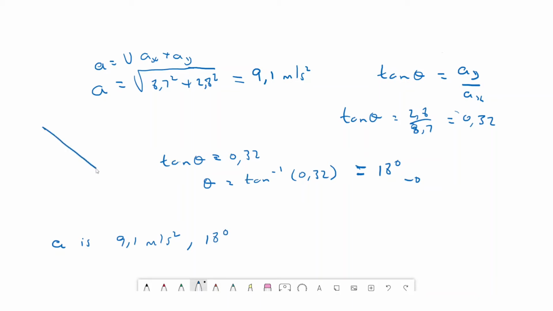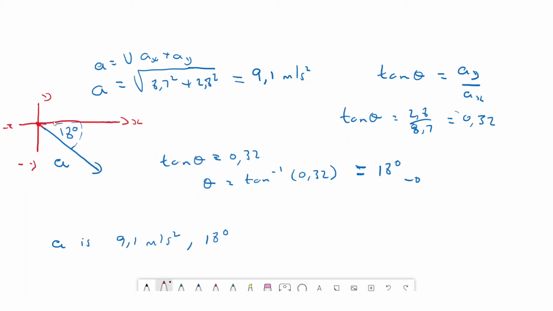Remember, your A looks like this. This is how your A looks. And then we said theta is going to be here, which means that this is 18 here. Now, if you were to draw a Cartesian plane, I'm going to draw it. If you were to draw a Cartesian plane here, it would look like this. This is going to be X. This is going to be Y. This is going to be minus X. And then this is going to be minus Y.